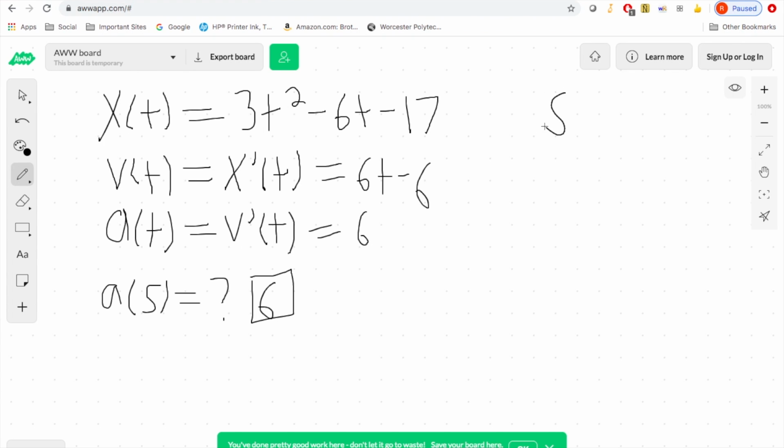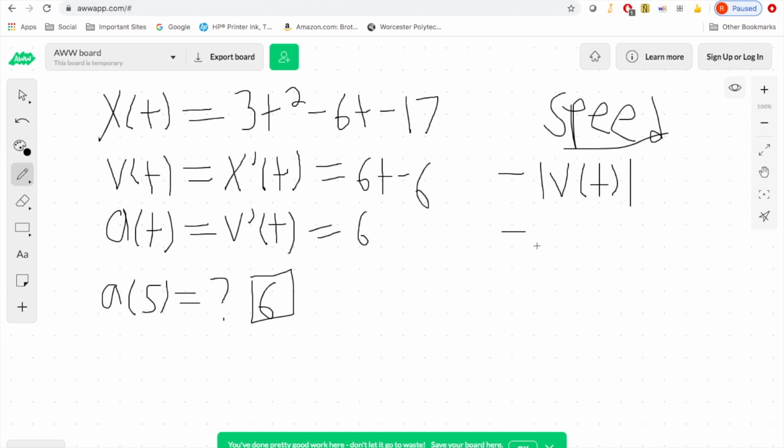And the last thing I want to do is talk about speed. Speed is very important for these motion problems, so I just want to give a quick shout out to speed, and we can go over it real quick. So speed is the absolute value of the velocity function. Speed just can't be negative. That's why we take the absolute value.